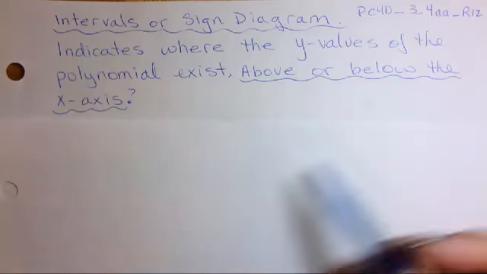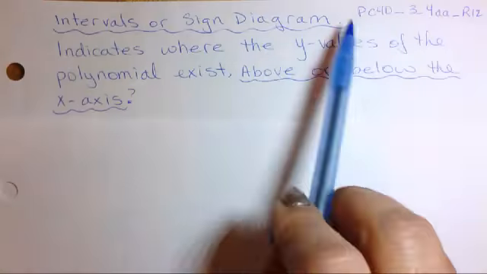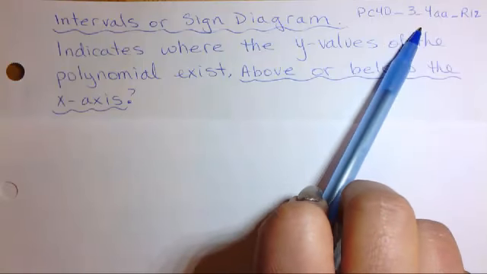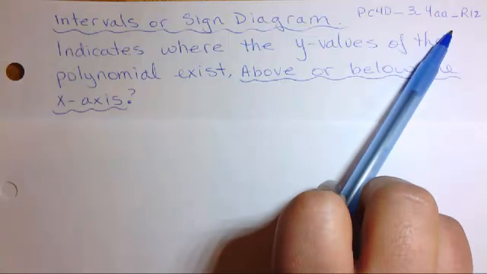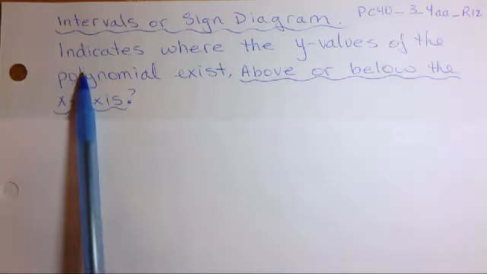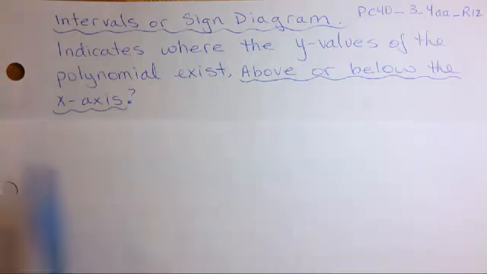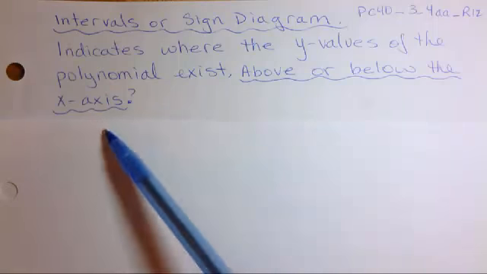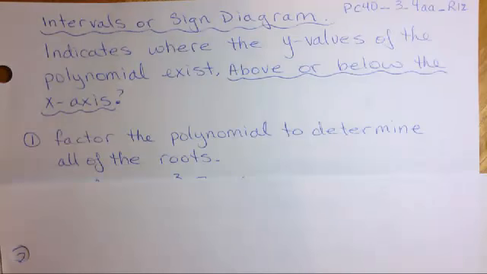In this one, I'm going to talk about intervals, the interval diagram or the sign diagram, and it's most useful if you watch it before you watch the video for 3.4, which covers outcome R12. What the sign diagram does is indicate where the y values of your polynomial exist, so whether it's above or below the x-axis. In other words, are your y values positive or negative?